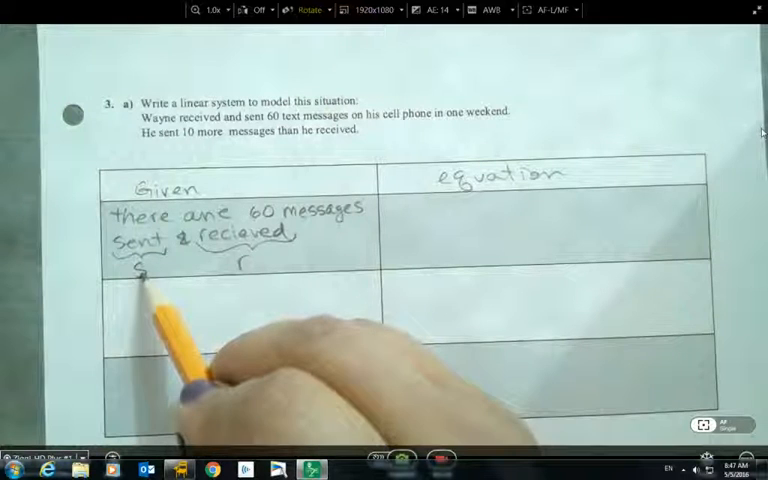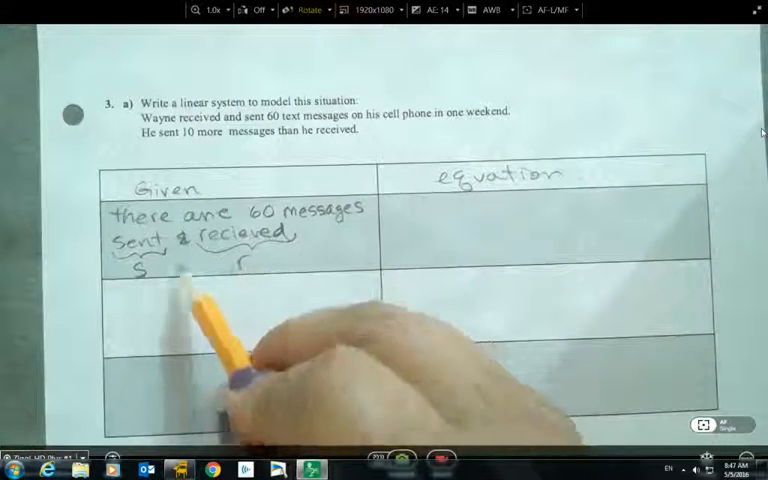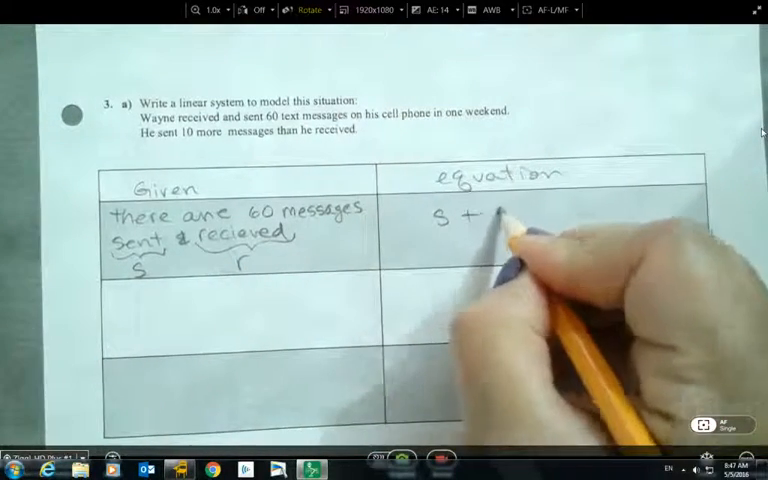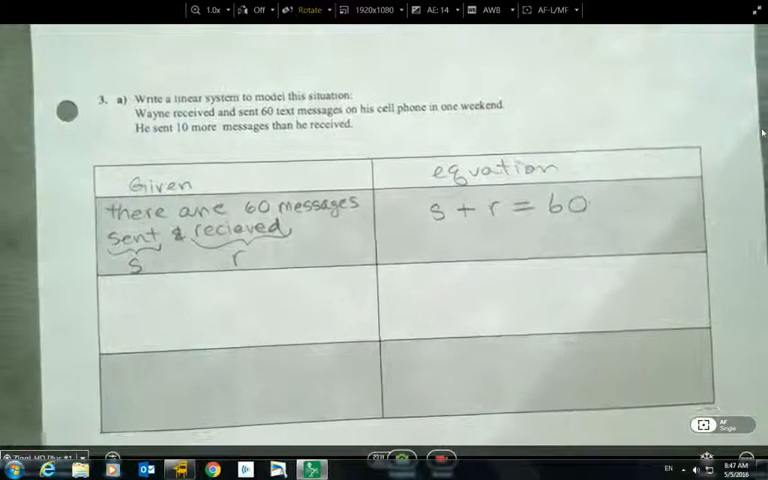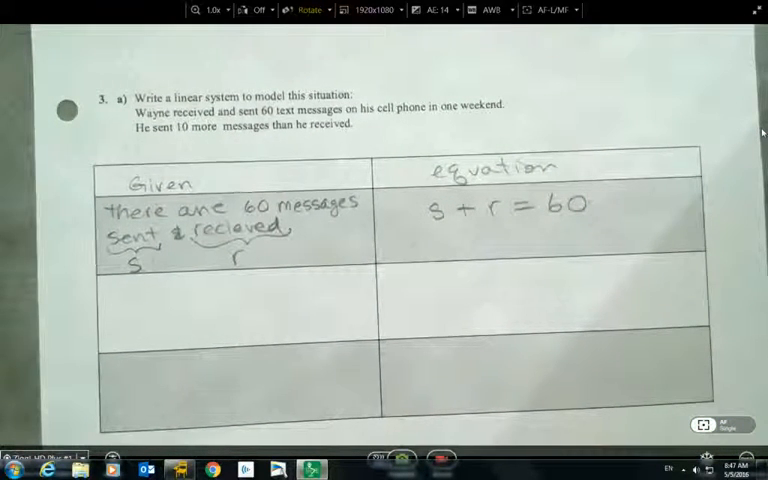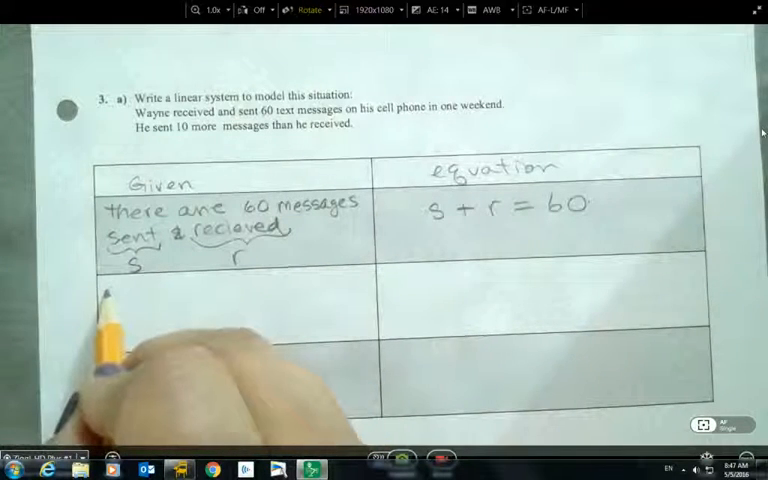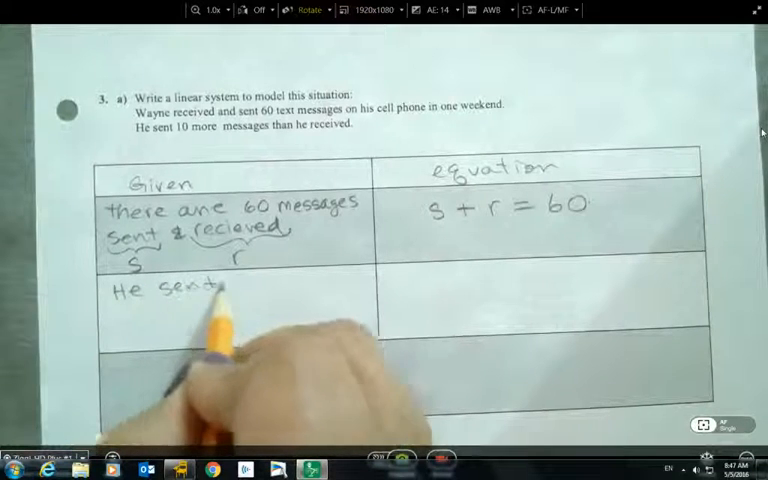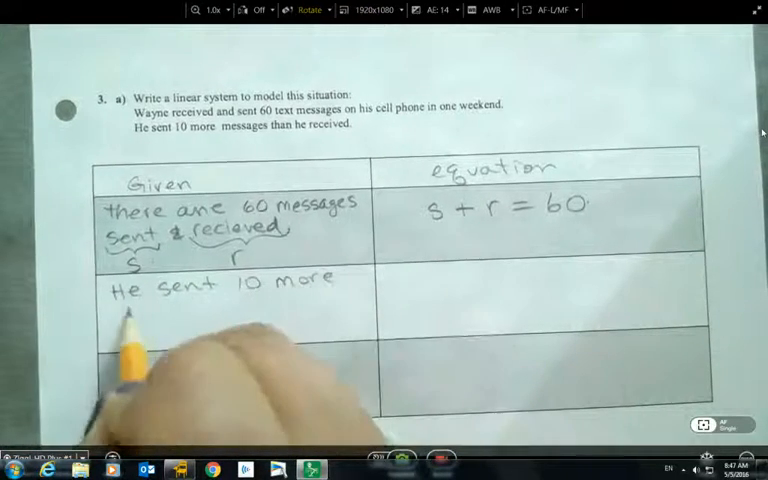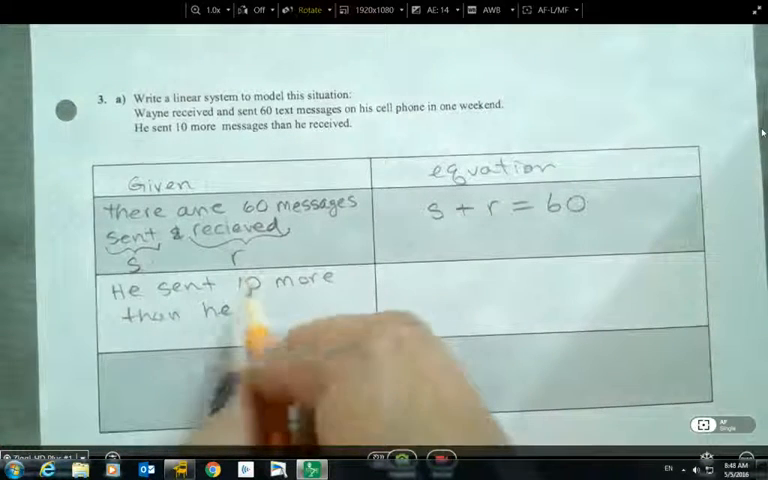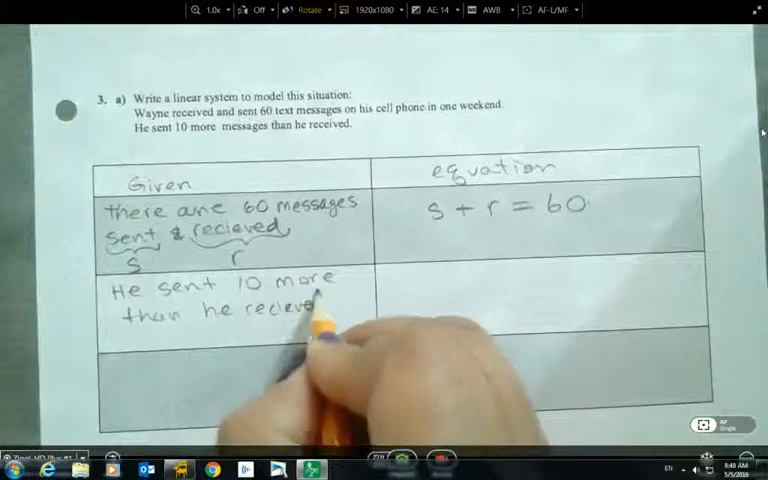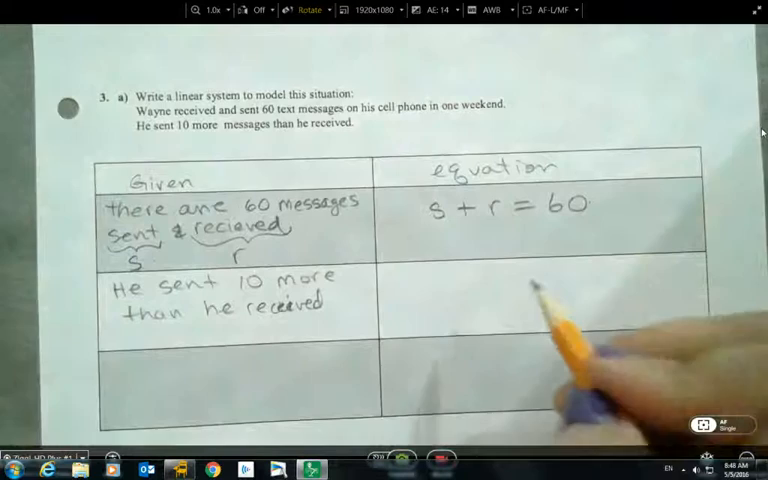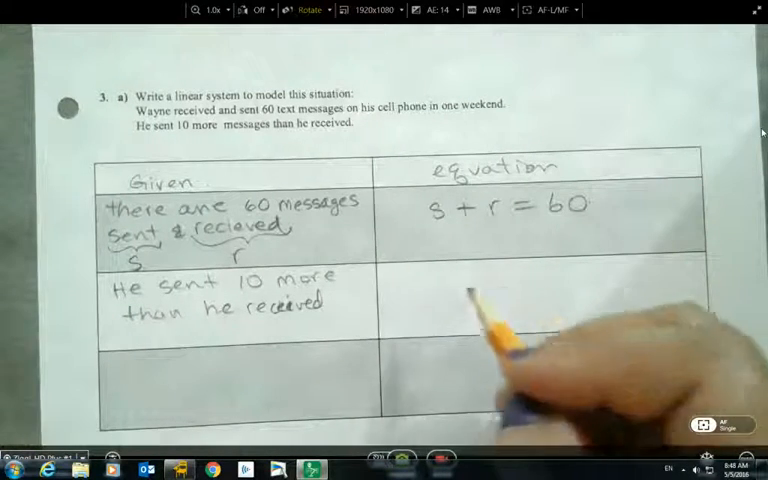S plus R equals 60. Okay, and now the other piece of information is that he sent 10 more than he received. So how are we going to set that up in the other equation?